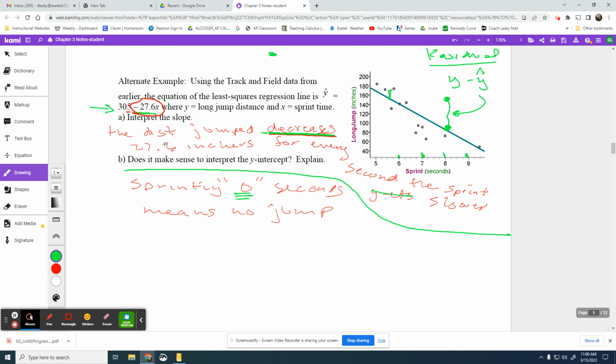That's supposed to say gets. I was going really fast yesterday. That's supposed to say gets. As the time slows down, for every second you get slower, something like that.